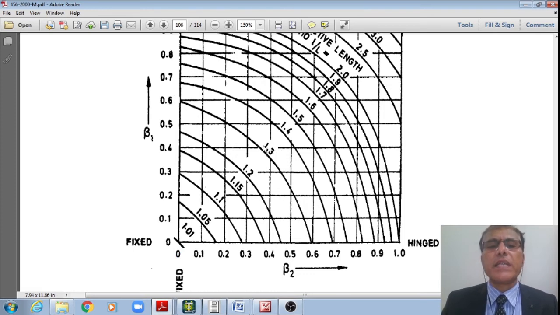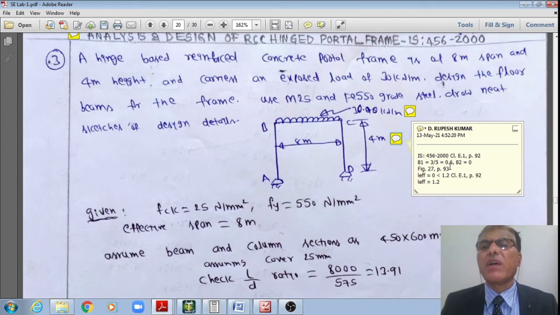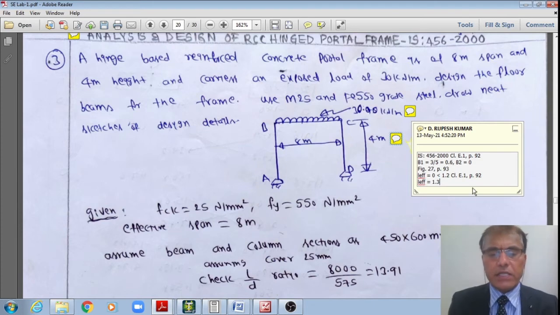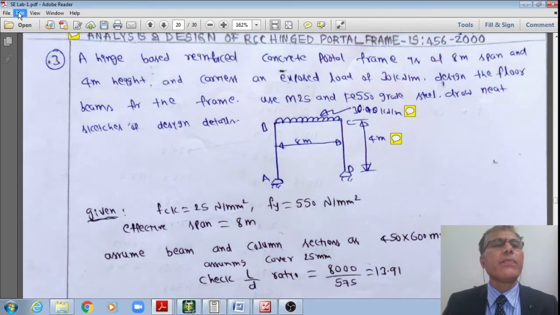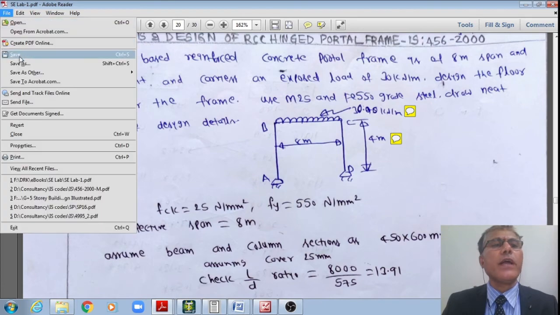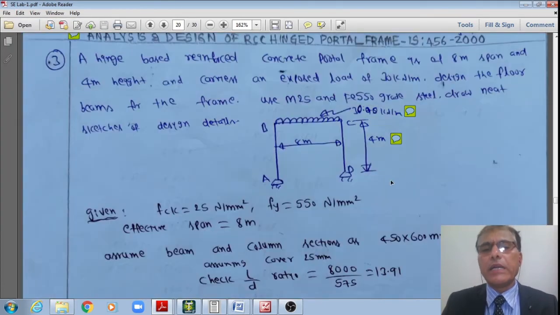However, the code says that in any case it should not be less than 1.2, right? Now I'll come back. Therefore, from that I do have this value as 1.3, not 1.2, student. However, this is just greater than 1.2, therefore okay. If it were less than 1.2, then we should have taken it as 1.2. But it is okay.